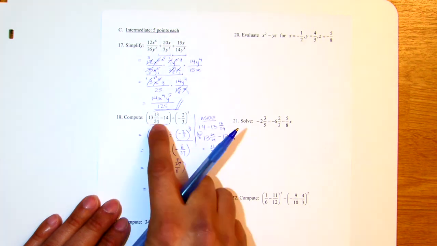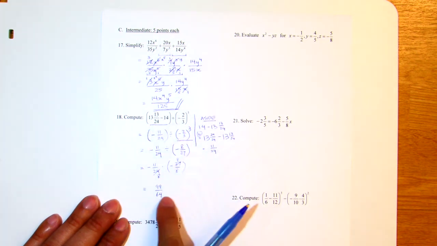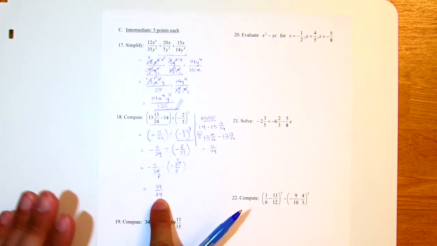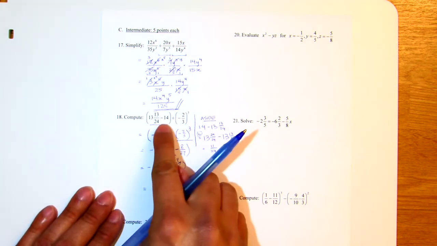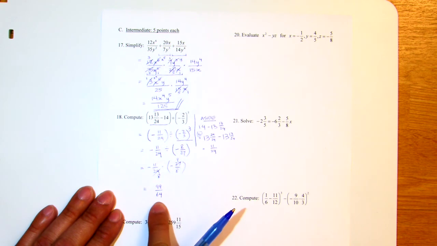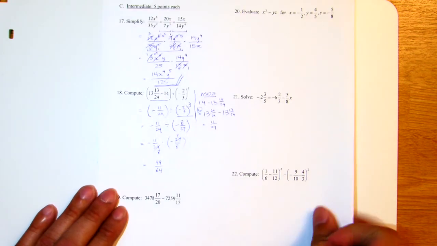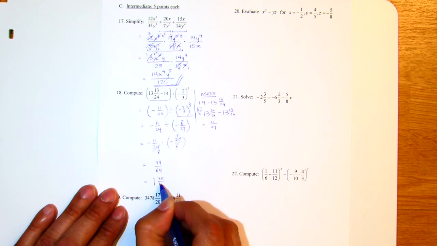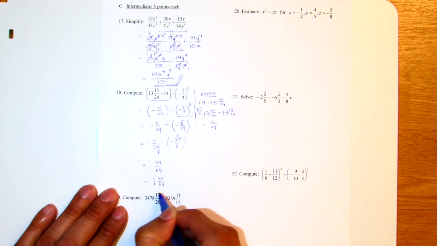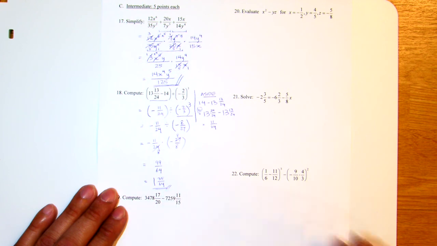Now, because we have a mixed number at the beginning, I will need to change this, at least according to my class. This is what I want you to do. If you have a mixed number to start with, and in the end you have an improper fraction, then you need to change this to a mixed number. Now when I change this to a mixed number, this will be 1 and 35 over 64. Okay, that's for number 18.